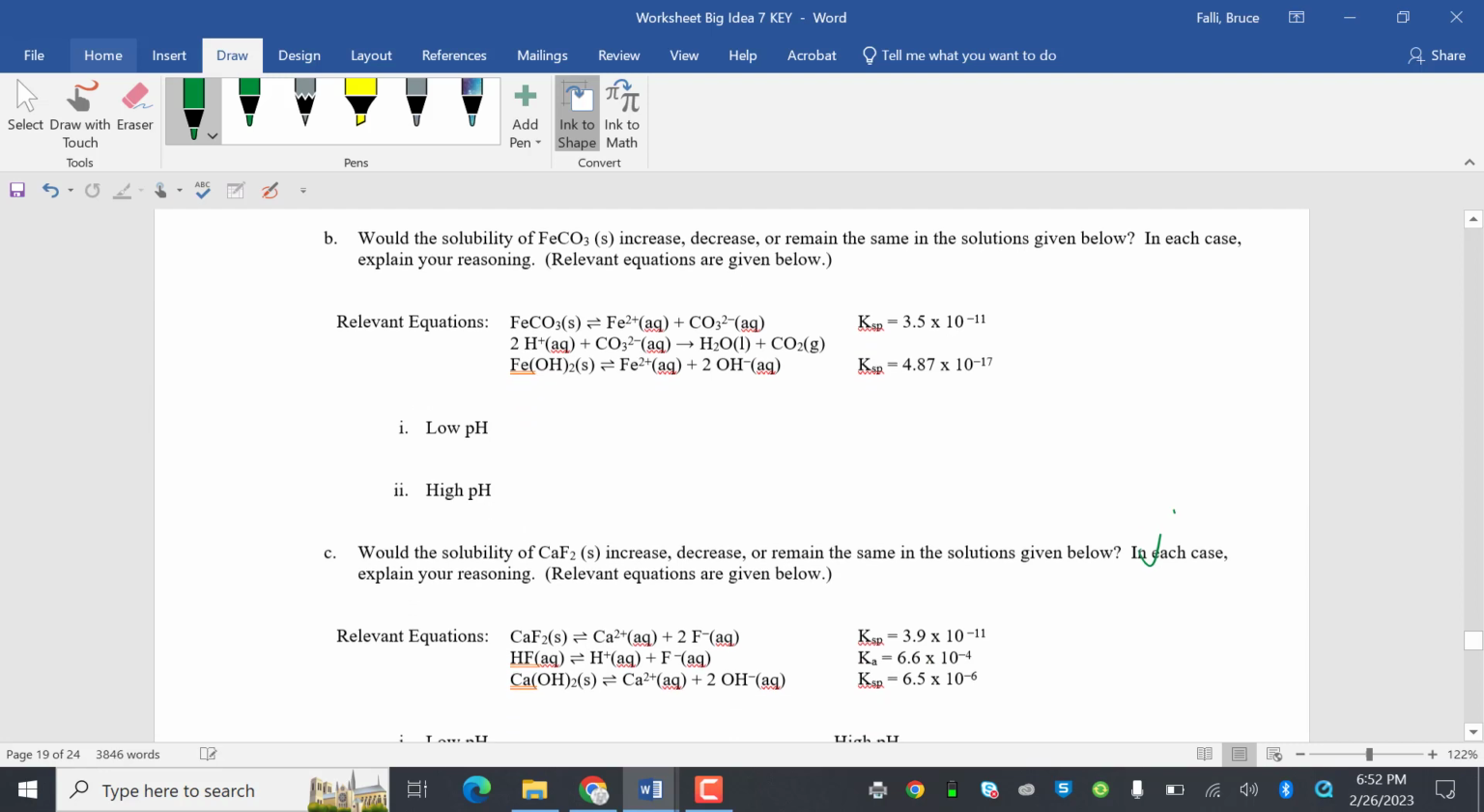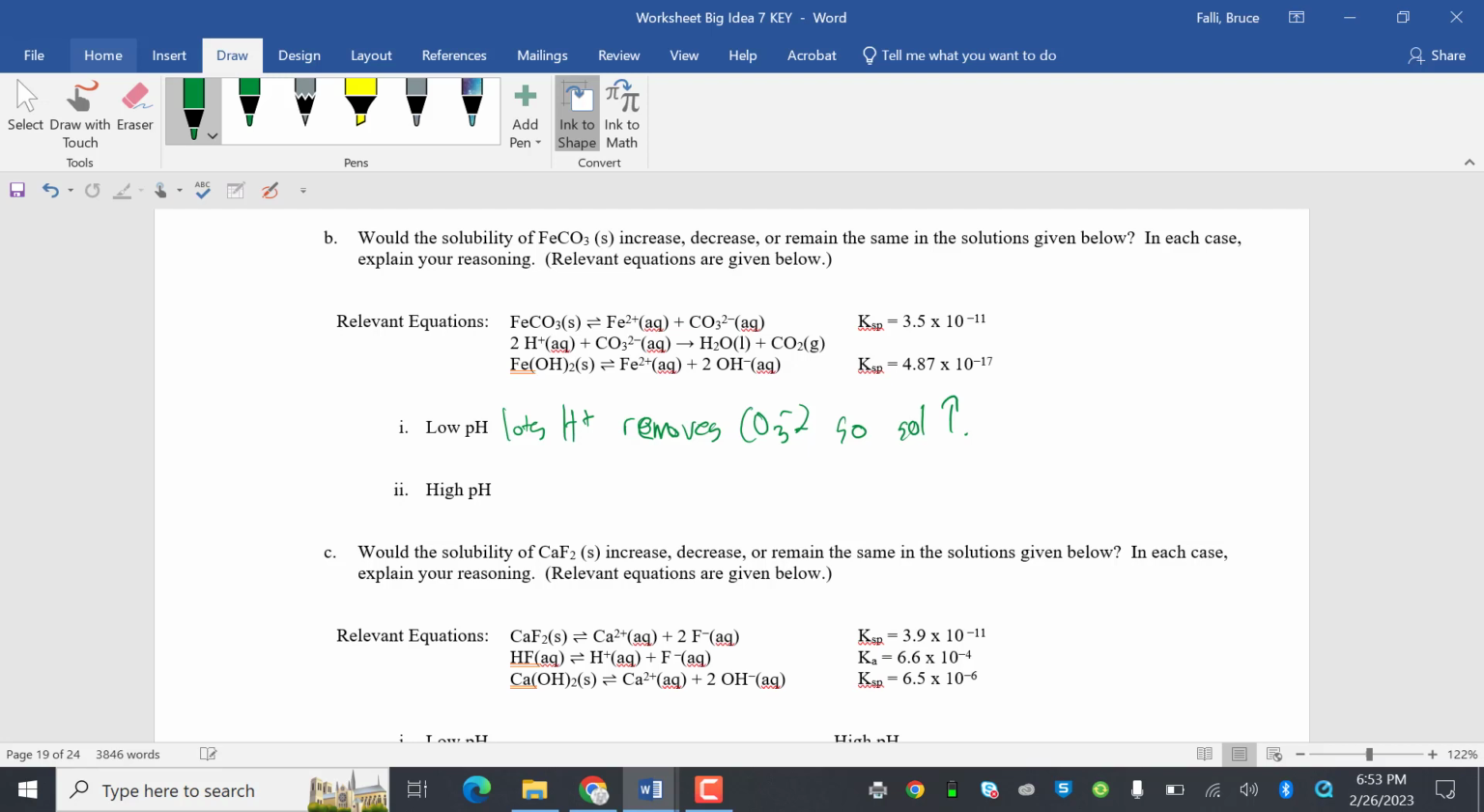Will the solubility of FeCO3 increase, decrease, or remain the same in the solutions given below? In each case, explain your reasoning. Relevant equations are given below. So low pH, remember, low pH means lots of H positive. So lots of H positive would remove CO3 negative 2, so solubility increases. If you remove CO3 negative 2, it'll shift to replace it.